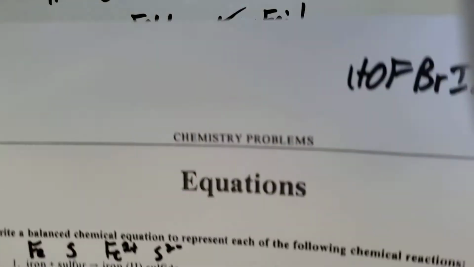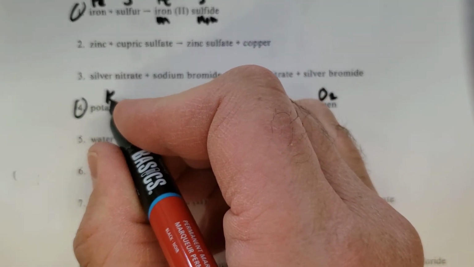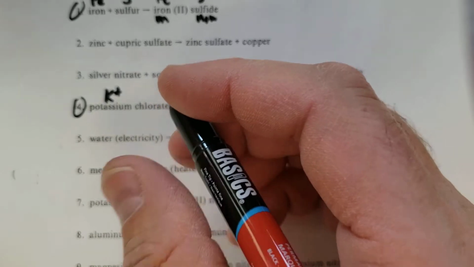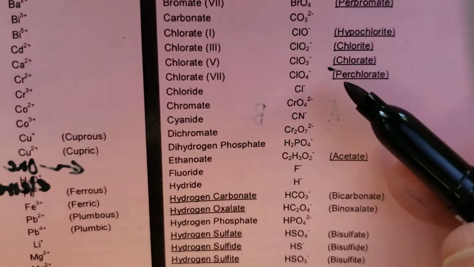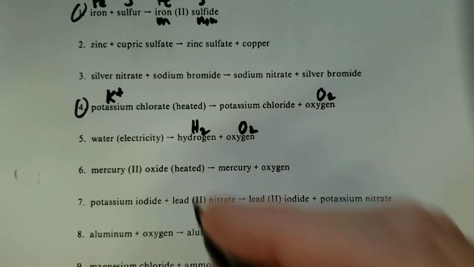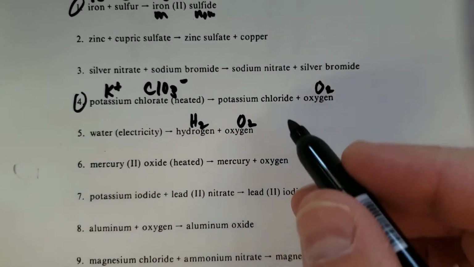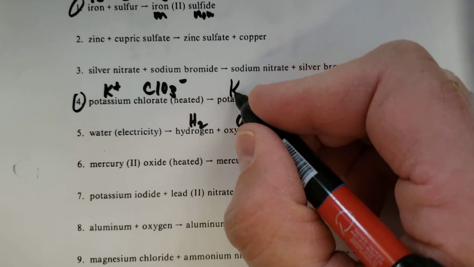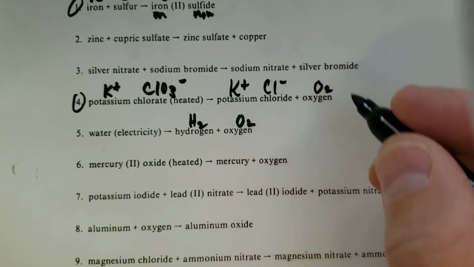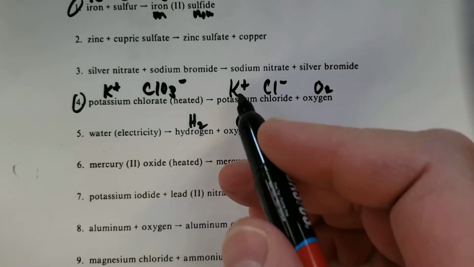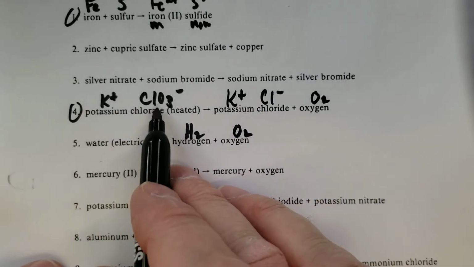All right, let's look at another one here. Let's look at number 4. Potassium chlorate. We looked at chlorate before. If we look it up over here on the chart, chlorate is ClO3 negative. So when it comes together with potassium, it's a nice 1-to-1. Potassium chlorate, potassium coming together with chlorate. You're going to get that. So we put that all together here, KClO3.